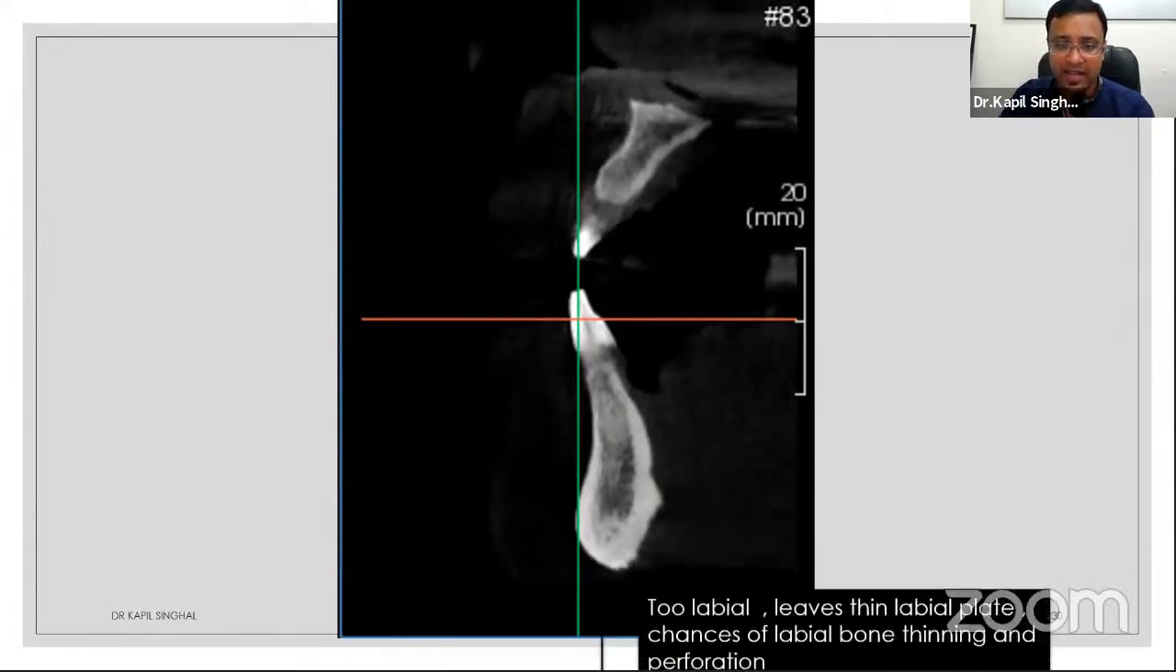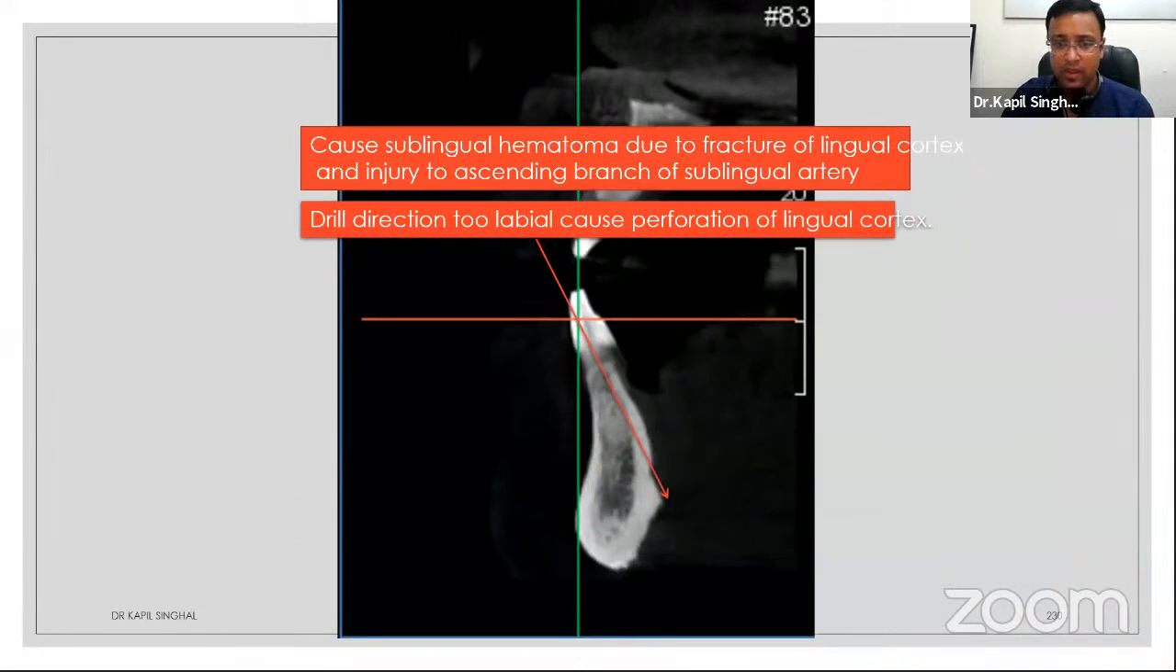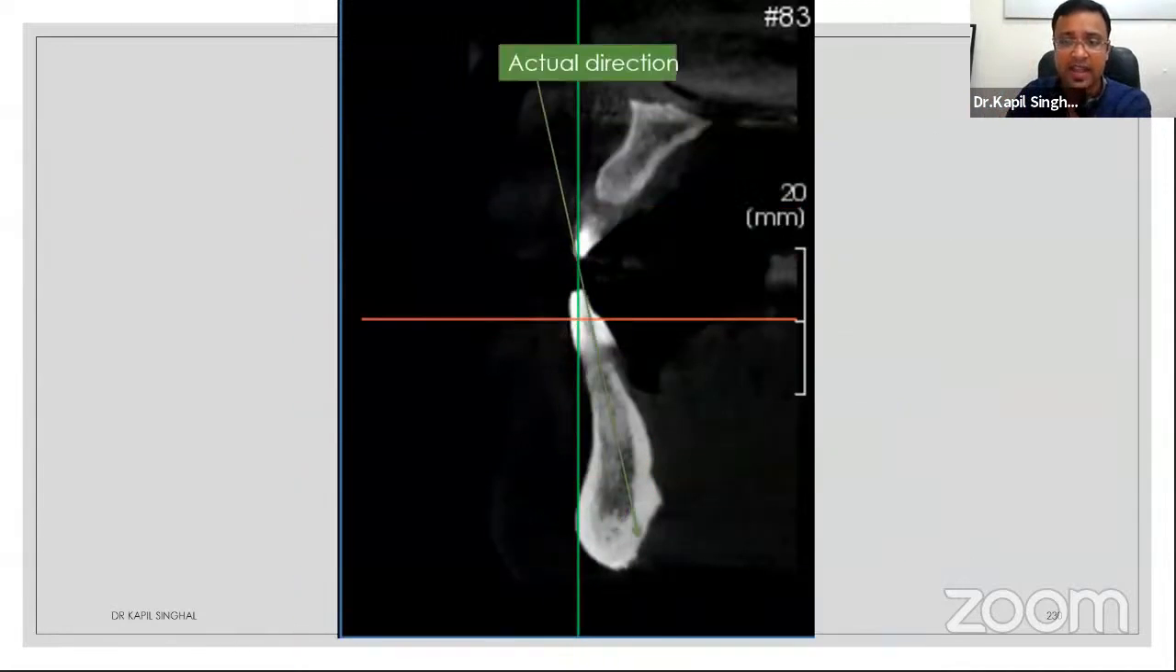So what is the correct direction of drilling? If you drill too labially, the labial plate will get thinned. If you keep the drill head too lingual, the lingual cortex will get perforated, and there is a chance of hematoma formation. So what is the correct angulation? This is the correct angulation for drilling a lower anterior implant.